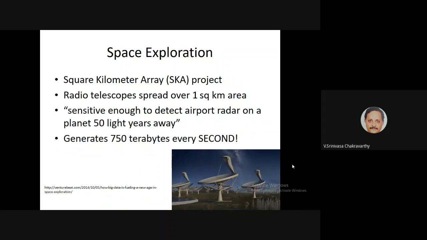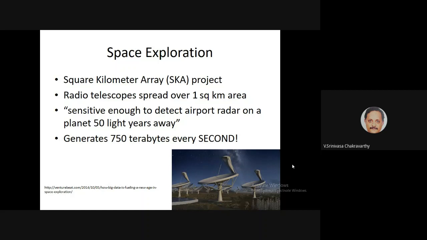In the area of astronomy and physics, again, there's a huge amount of data generation. One interesting project is called the Square Kilometer Array. It's a radio telescope, right, which is spread over a large area, because radio frequencies have very large wavelengths, so the telescope size also will be accordingly quite large.